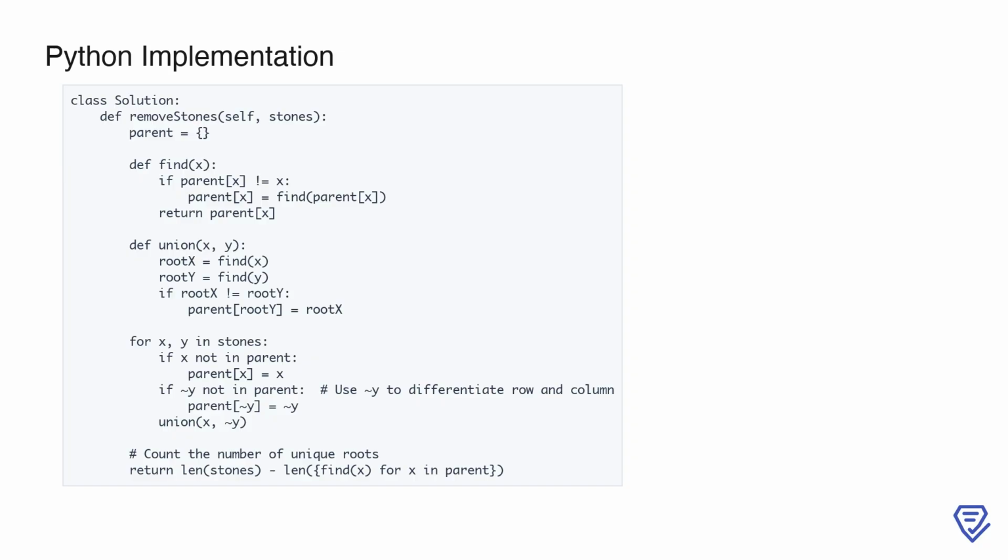The find function is used to determine the root of a node, with path compression to optimize the operation. The union function connects 2 nodes by linking their roots. For every stone, we union its row and column indices. After processing all stones, we calculate the number of unique connected components by applying find to all nodes in the parent dictionary. The maximum number of stones that can be removed is then the total number of stones minus the number of connected components. This approach ensures an efficient solution with nearly constant time operations for union and find.